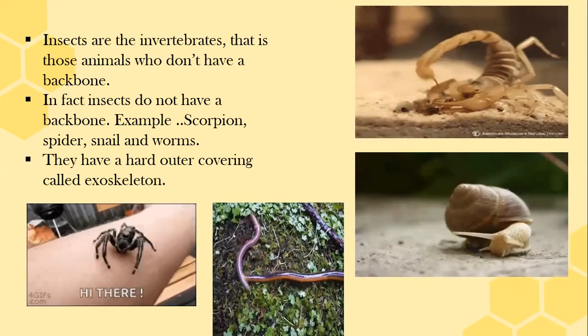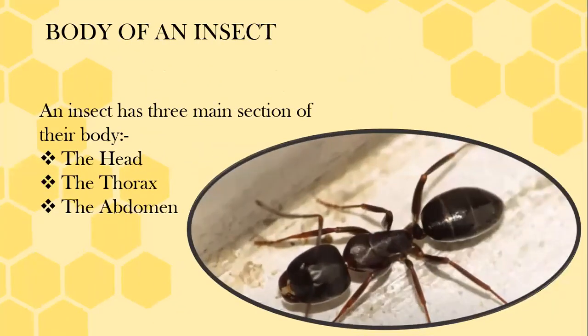Okay, let's move to the next part. Now we are going to learn about the body of an insect. An insect has mainly 3 main sections. Okay, first is head, the thorax, and the abdomen. Okay, so let us learn about these 3 parts of an insect or common ant, okay, in more details.